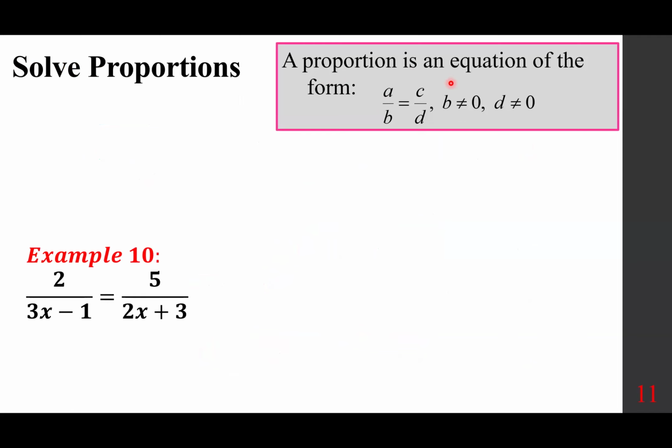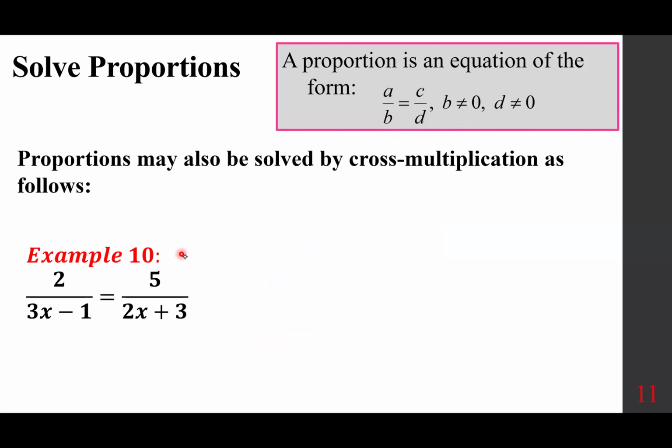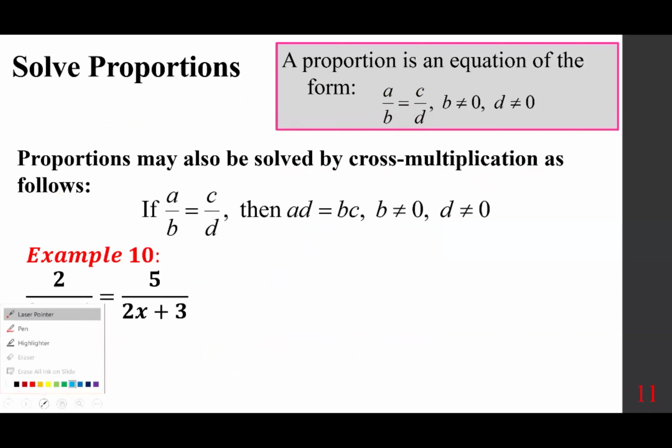Proportions. A proportion is an equation of the form A over B equals C over D, where the denominators B and D can't be zero. So here's an example of a proportion. Proportions may also be solved by cross multiplication as follows. If this is a true proportion, then their cross products must be identical. So AD must be equal to BC. It's the same as multiplying both sides by the LCD, but basically you just do the cross product.